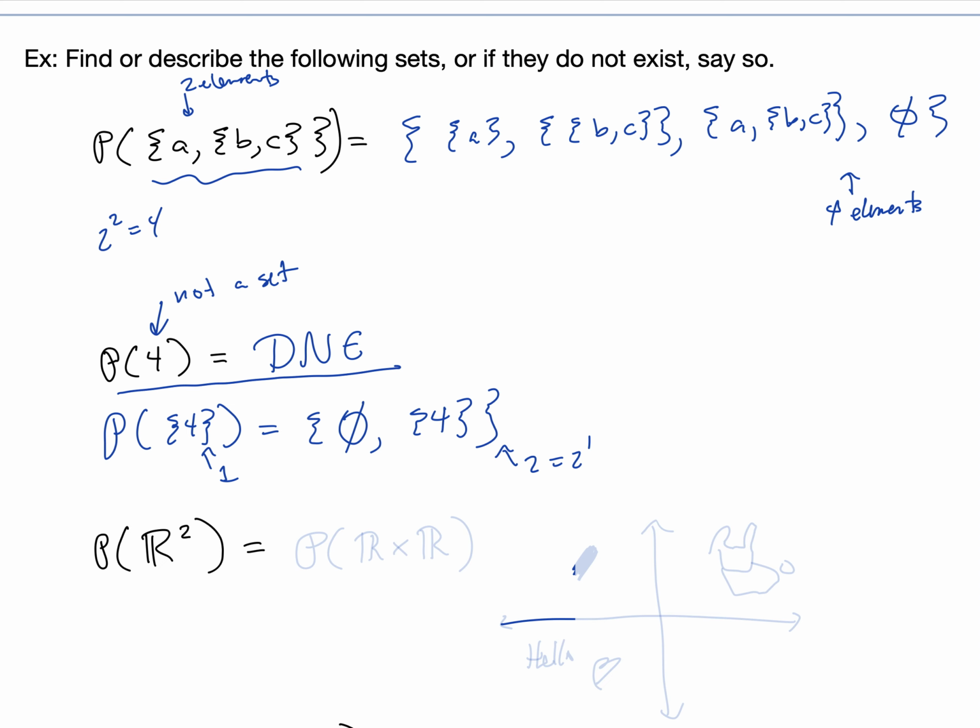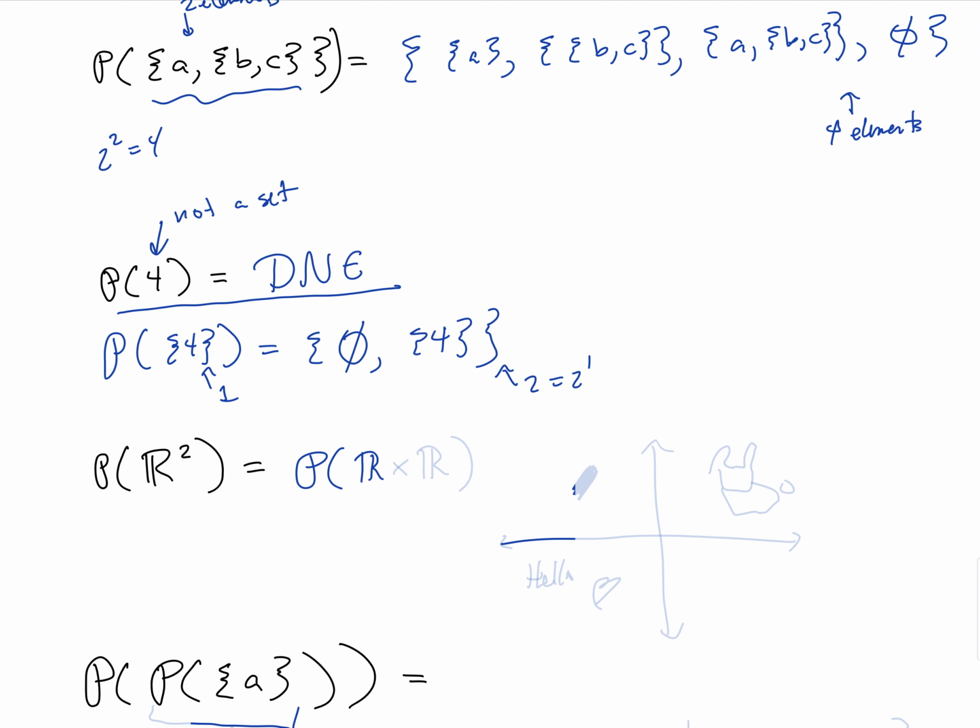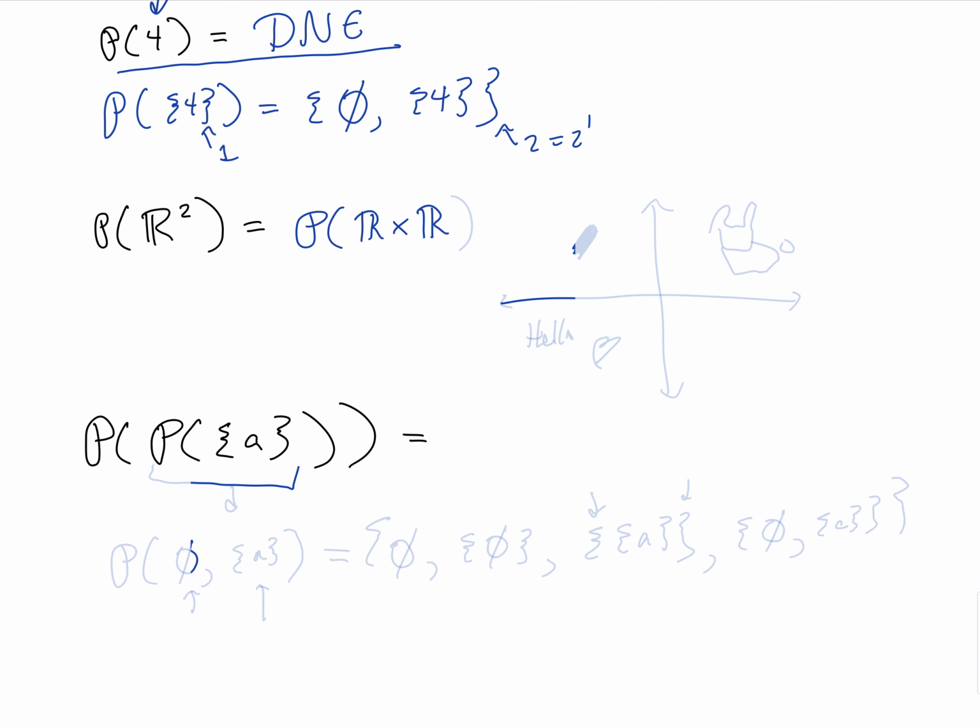Power set of the real numbers squared. That's the same thing as the power set of our Cartesian product with itself. So that is a set. We're saying, what's the power set of the whole xy plane? So that's something we cannot list out. This has infinitely many elements, infinitely many subsets of the xy plane.